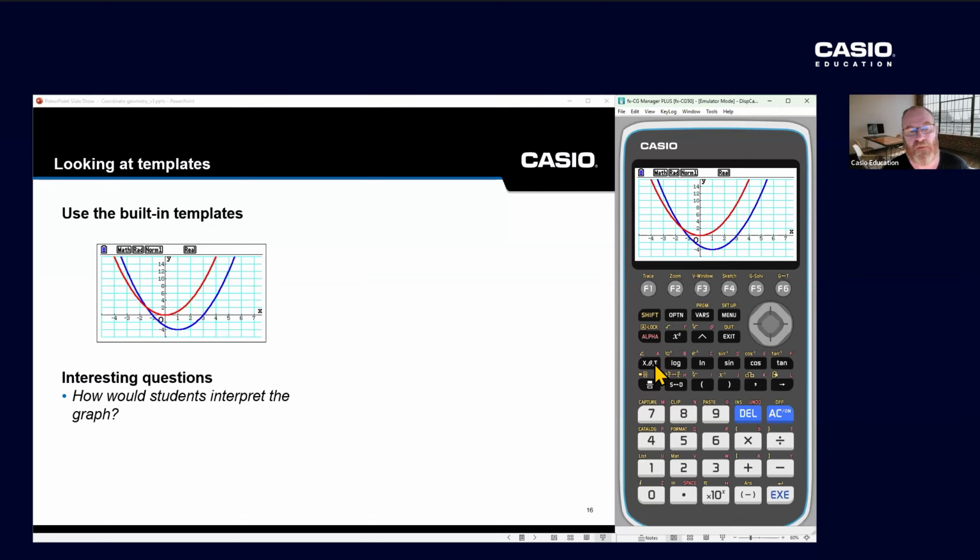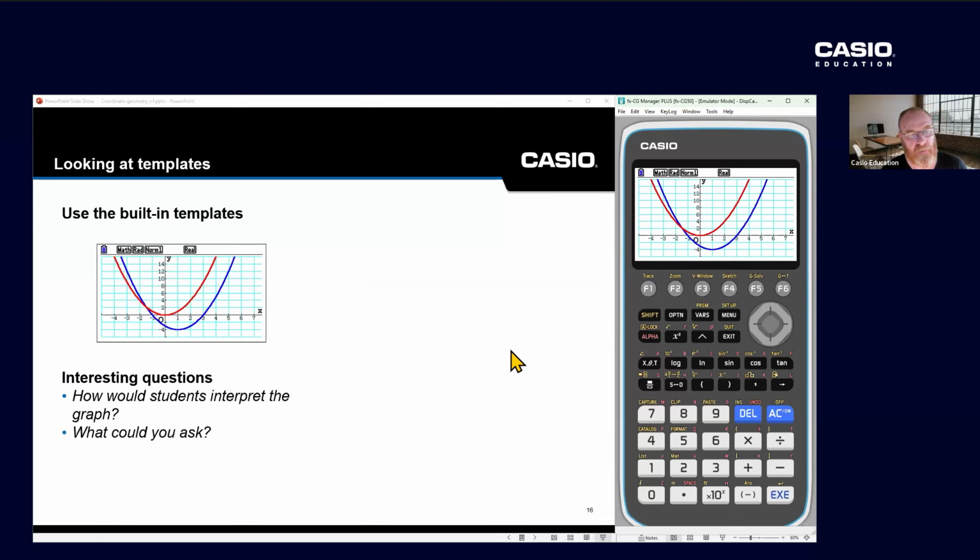So how would students interpret this? Well, obviously, if A is 1, that's 1 times the parentheses. If it was 0, you would get a flat line. Okay, so then what would you do further?